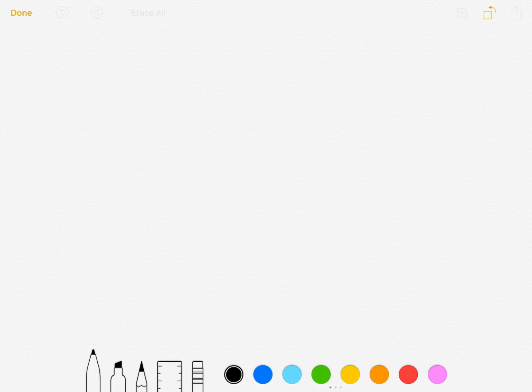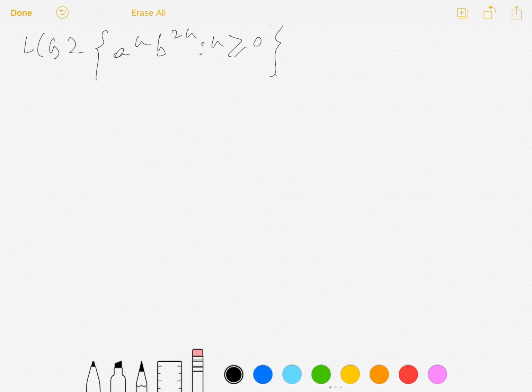So let us consider another problem. L equal to a^n b^(2n), n greater than or equal to 0. Already I think I have discussed this problem in the last lecture, so I am not going to discuss this one. So let us consider the next one.